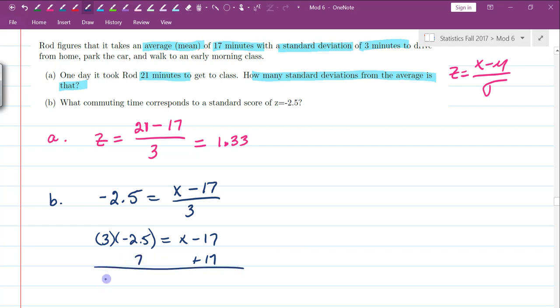And I'm going to get 3 times negative 2.5 plus 17, and that's going to equal x. And I'm writing it like that instead of solving it for a particular reason. You'll see that in just a moment. Go ahead and grab your calculator, solve it. So 3 times negative 2.5 plus 17, and that is equal to 9.5. So therefore, x is equal to 9.5. Okay?